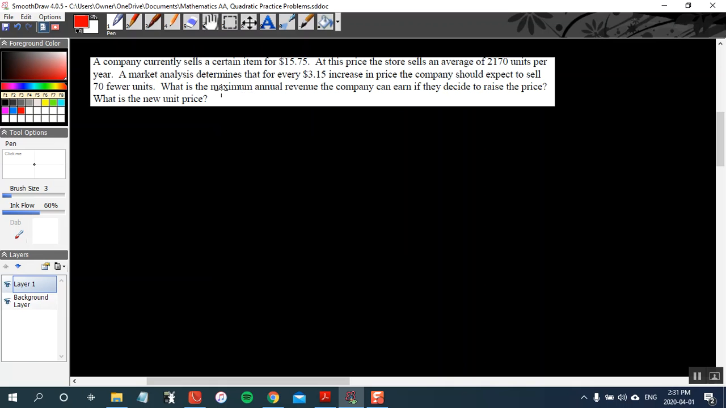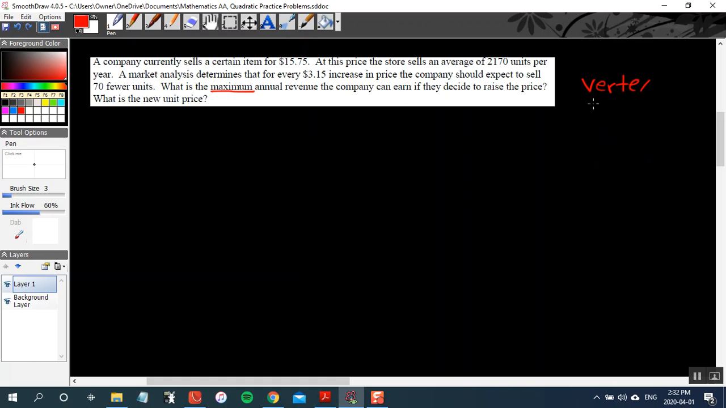That is a key word. What is the maximum annual revenue the company can earn if they decide to raise the price? And what is the new unit price? So with a quadratic word problem, as soon as you read maximum, hopefully you clue in that you're looking for your vertex. And if this is a quadratic that has a maximum value, of course it also has to open down, which is something to keep in mind.